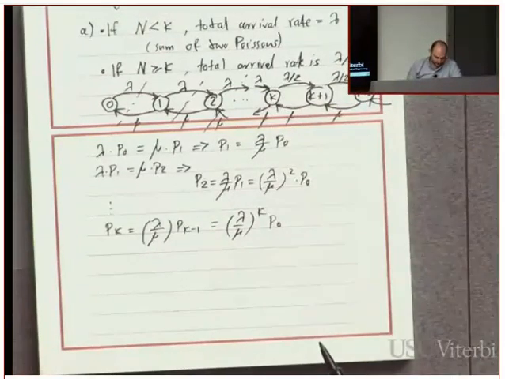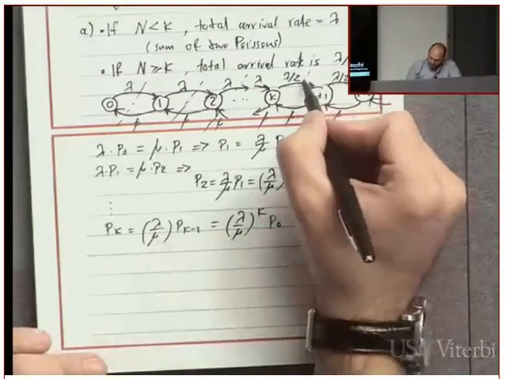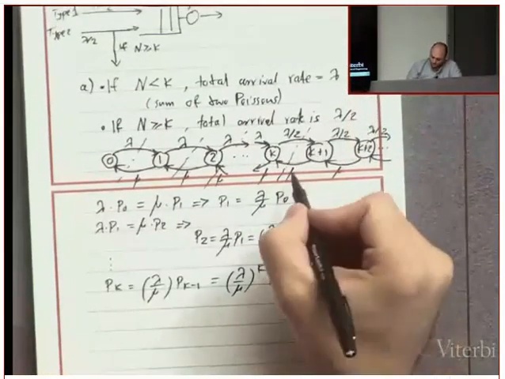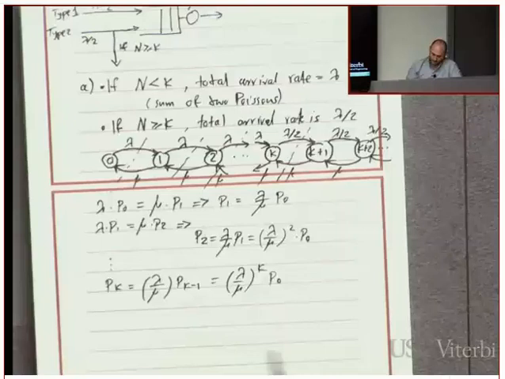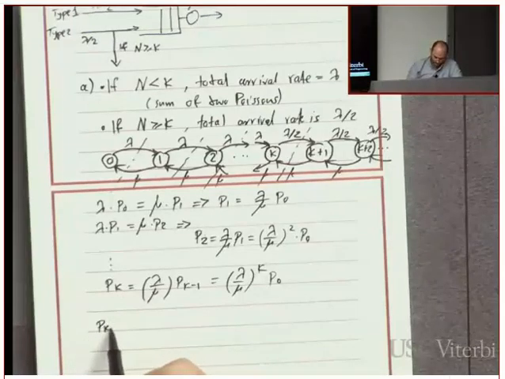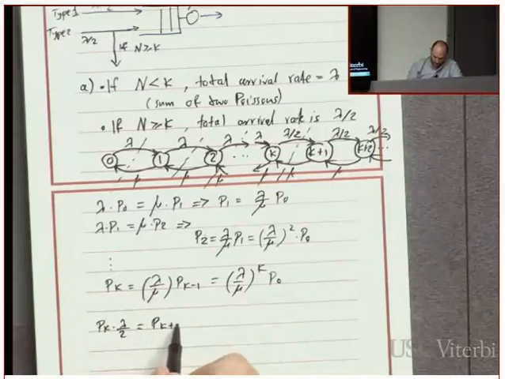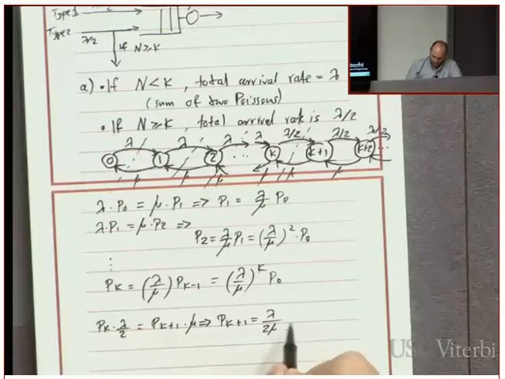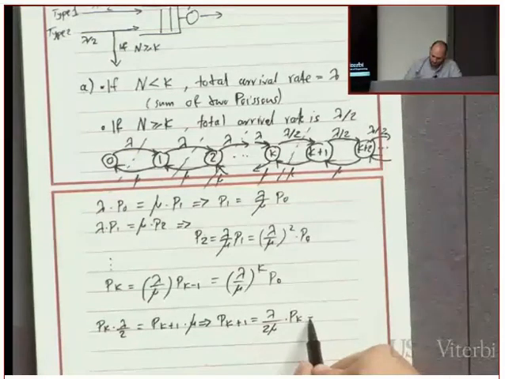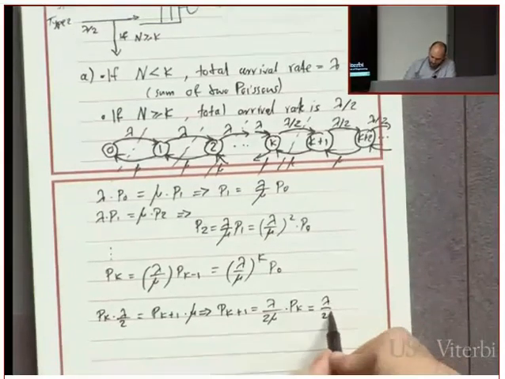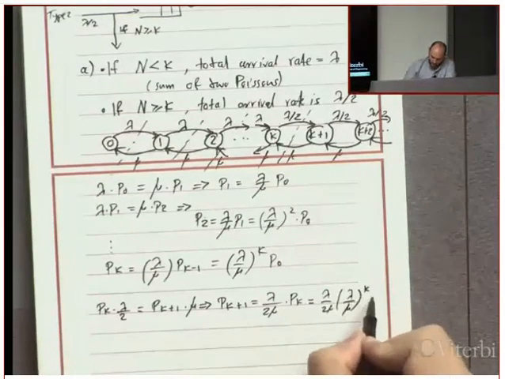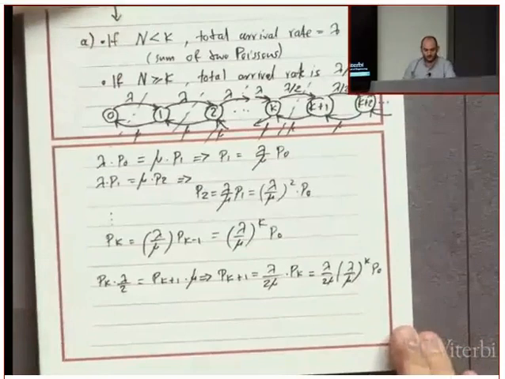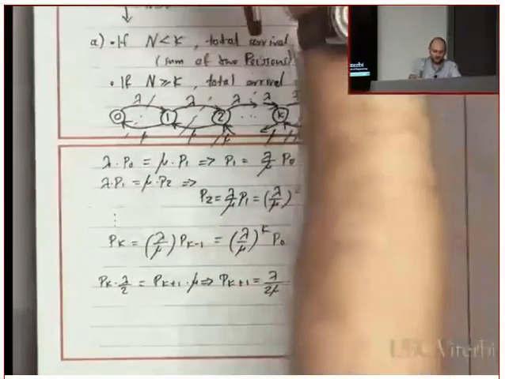What's happening above that now? Above that, meaning in this cut, we have lambda over 2 times Pk is equal to mu times Pk plus 1, which gives Pk lambda over 2 is equal to Pk plus 1 times mu, which implies that Pk plus 1 is equal to lambda over 2 mu times Pk, and this is equal to lambda over 2 mu times lambda over mu to the power of k P0. We use the previous result.